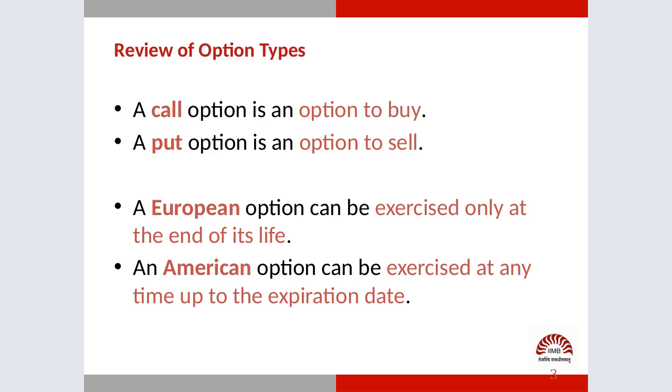Now, just quickly to revise what we did earlier. A call option is an option to buy. A put option is an option to sell. A European option, and this we've done earlier, can be exercised only at the end of its life. An American option can be exercised at any time up to the expiration date. We have defined all of this earlier. This slide is just to review or recap what we have already talked about.